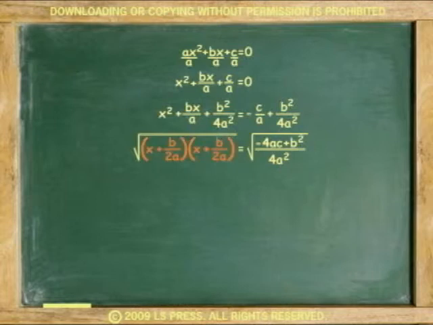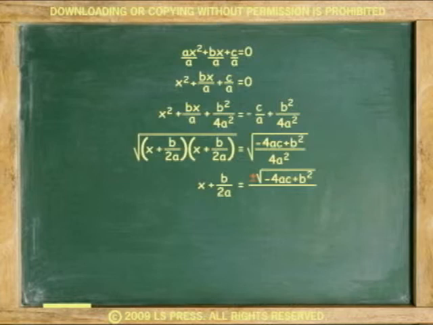Because here we have two of the same binomial, the square root of the left-hand side is one of the binomials. On the right-hand side, the numerator negative 4ac plus b squared cannot be simplified because the two terms are tied up with addition. So they have to stay under the radical. Notice here that every square root has a positive and negative value, and the radical sign must start with plus or minus.